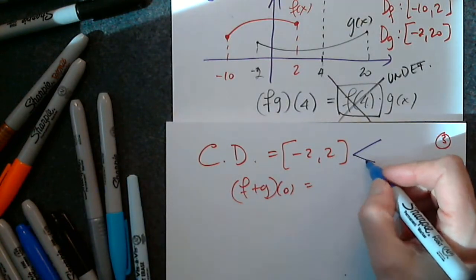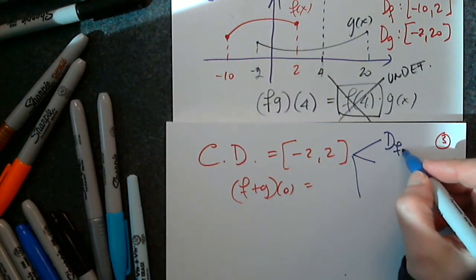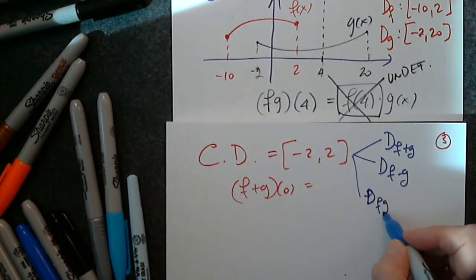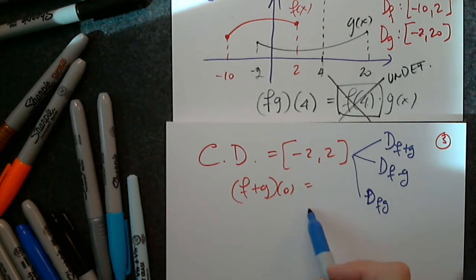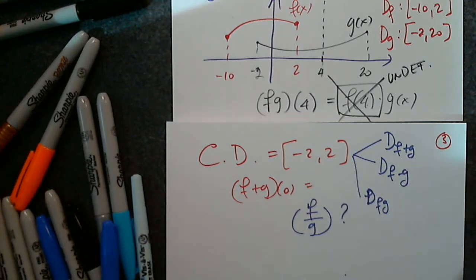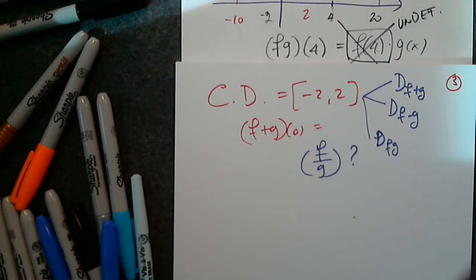Also, the common domain will always be the domain of the sum, the domain of the difference, and the domain of the product. Always. Notice that I did not mention anything about the ratio. I don't know if the common domain will be the domain of the ratio as well. But we know for sure for any two given functions, if they have a common domain, the common domain will always be the domain of the sum, difference, and product. Always.